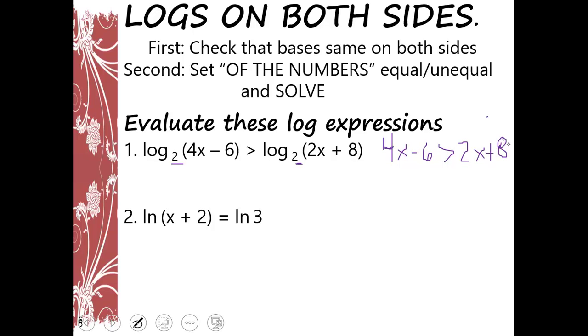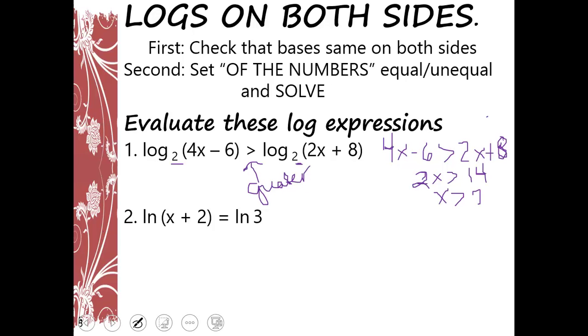Now when I solve for x, I'm going to get 2x is greater than 14 and x is greater than 7. That says x has to be greater than 7. I don't have to worry about a lower limit because I am greater. Okay?